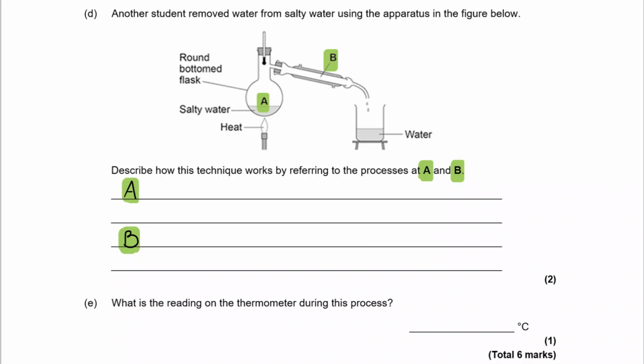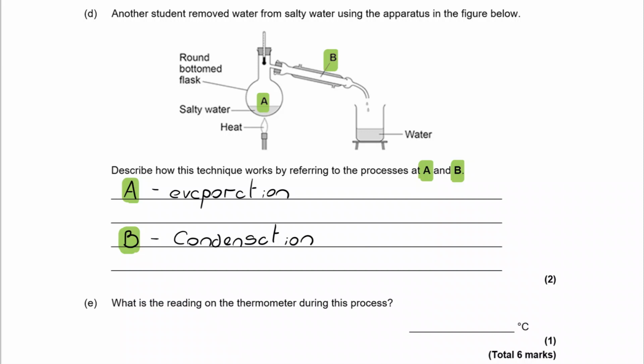At A, we're heating the water. The water is going to evaporate, so it's evaporation. And then in B, when you have the jacket of cold water cooling that vapour down and you are condensing it to become a liquid again, that's condensation.